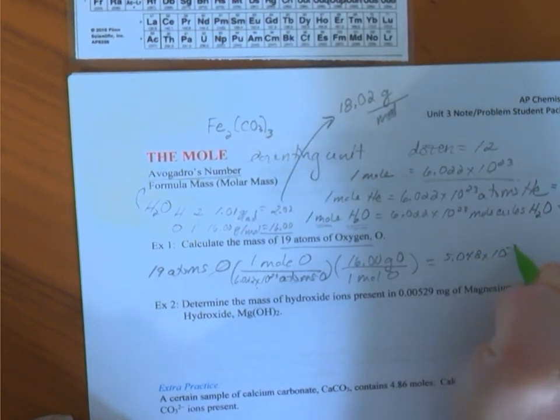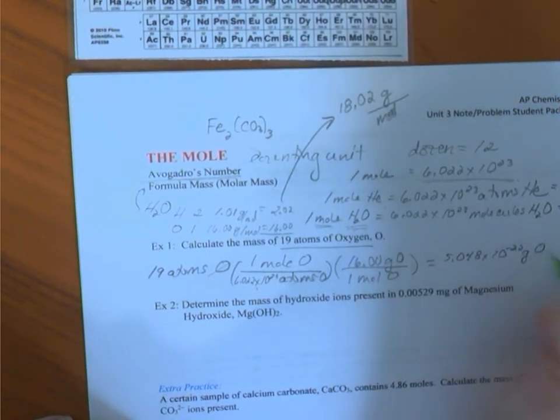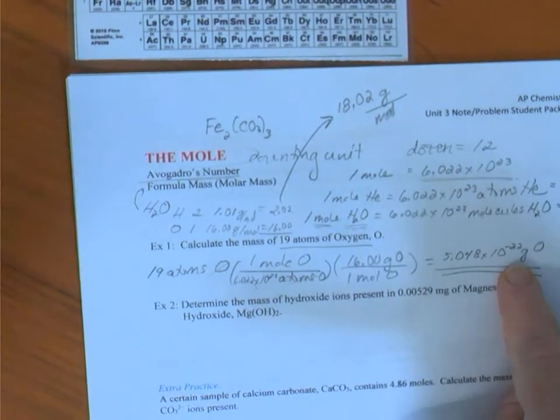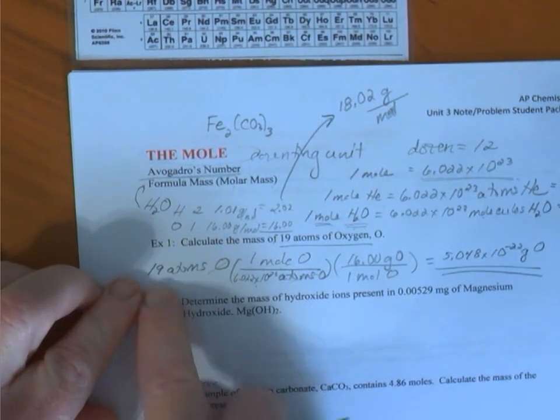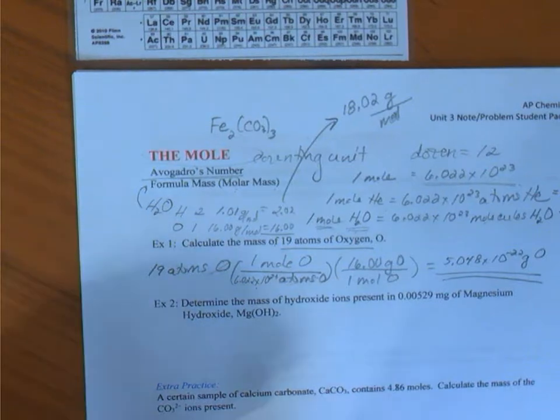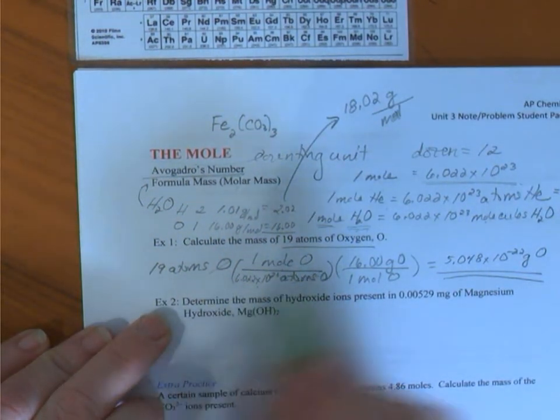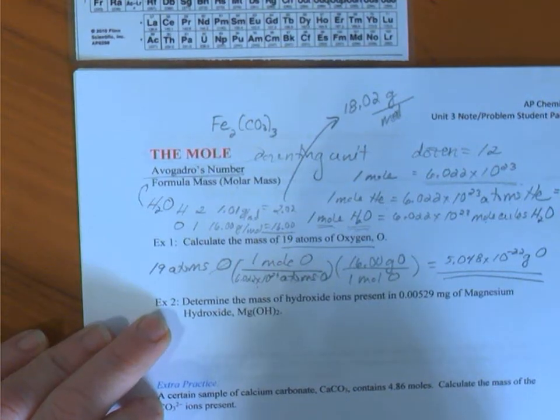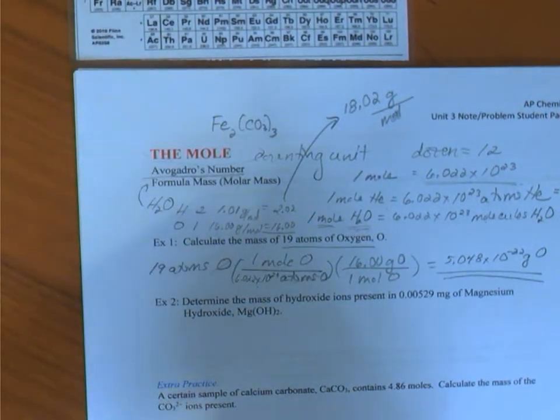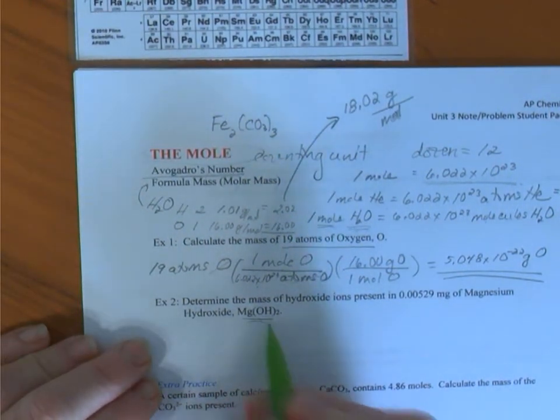And you're free to write this out if you would like, but I think scientific notation is a reasonable answer because we're talking about just 19 atoms of oxygen. All right, so that would be the route that we would want to take, ladies and gentlemen. Okay, for example 2, now, we're going to compound.